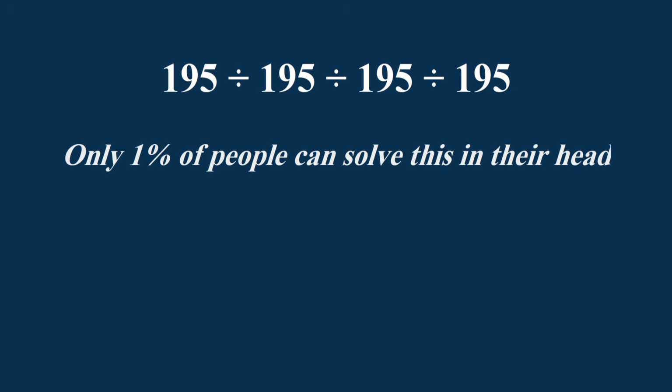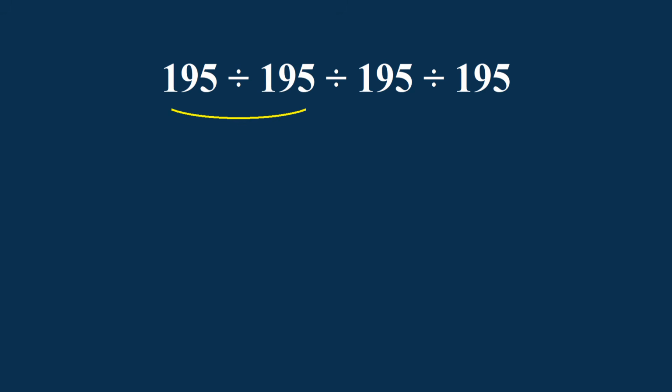During this moment, 195 divided by 195, which equals 1, and 195 divided by 195 equals 1. Now we have this problem, 1 divided by 1, which equals 1. But this answer is not correct because according to the order of operations, we must do this division, then this division, and at last this division.